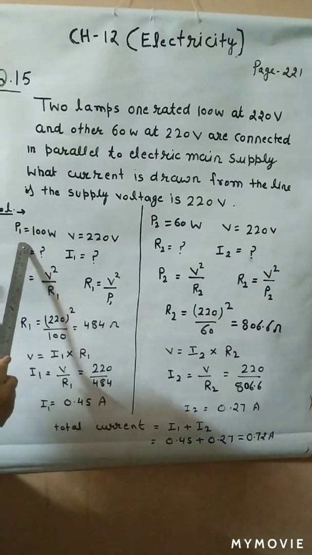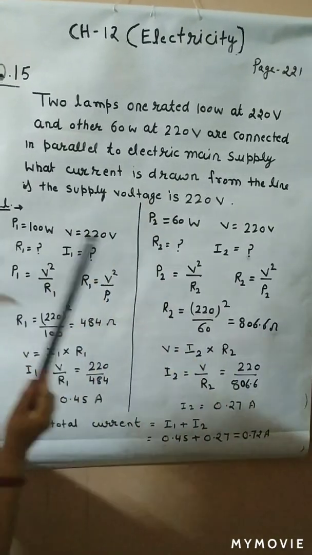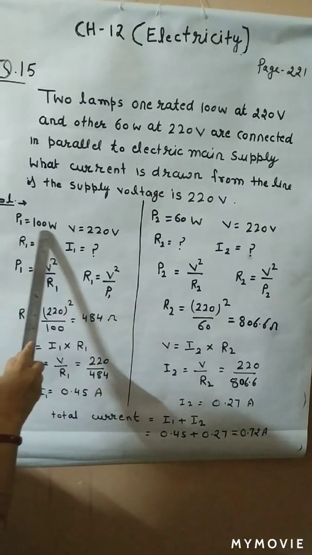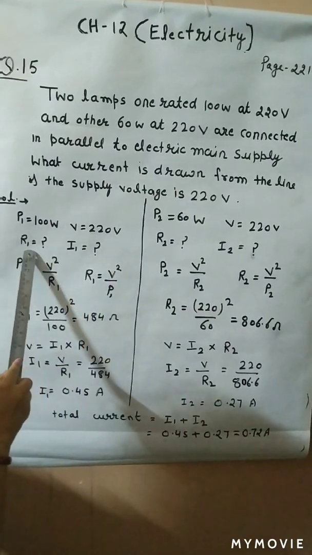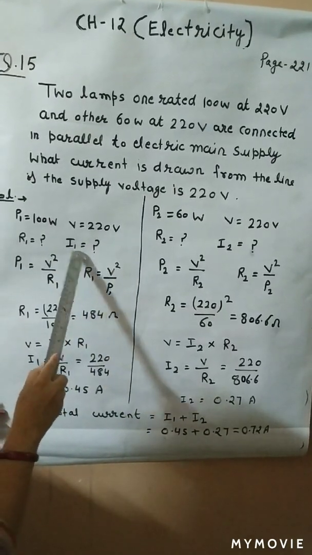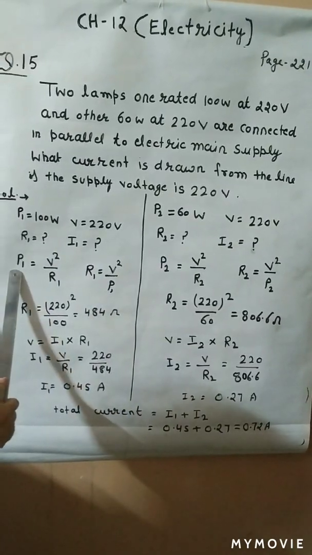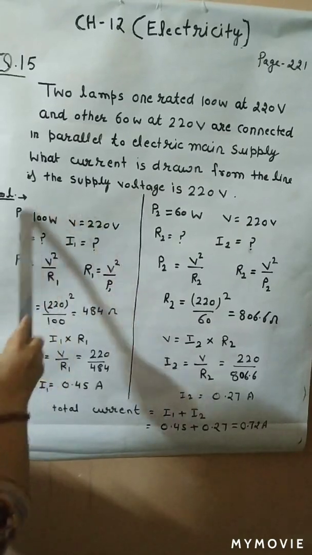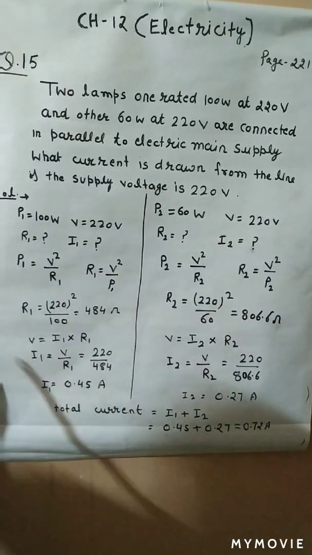So we have to check what is the total current withdrawn by them when they are in parallel combination. So what is the power of the first bulb? 100 watt. Voltage 220 volt. Resistance of the bulb we don't know. Current withdrawn by the bulb also we don't know. But how can we calculate? Check it. Power P1 is V square by R1. So from here we will calculate the resistance of the first bulb. That is 484 ohm. You will calculate it by this formula.